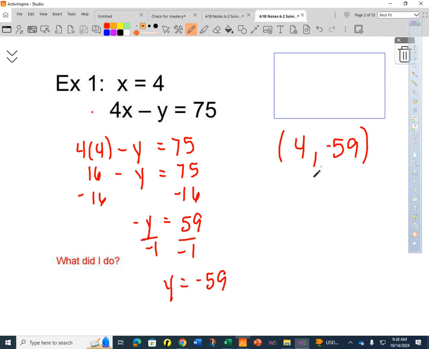Remember, there's one solution. If we were to graph x equals 4, and if we were to graph 4x minus y equals 75, the place where those lines would intersect would be (4, -59). Does that make sense, Danielle? Okay.